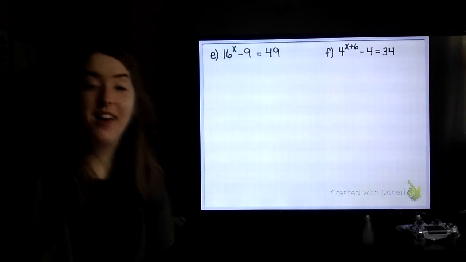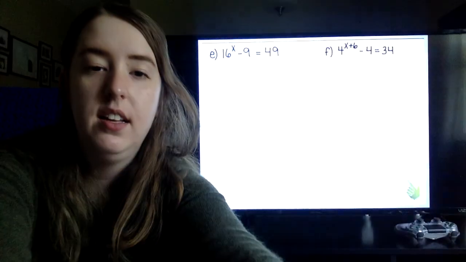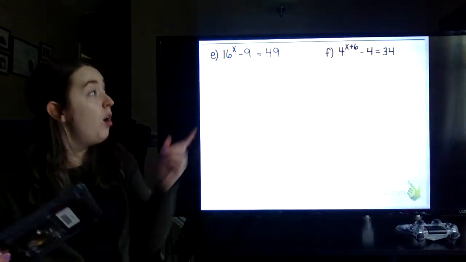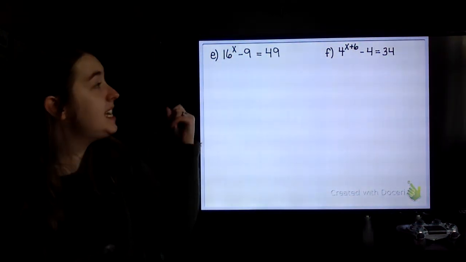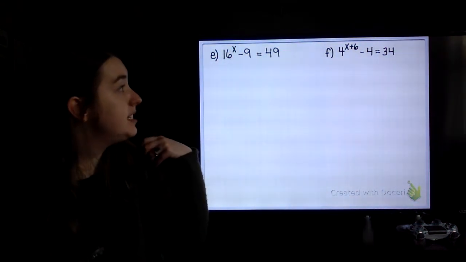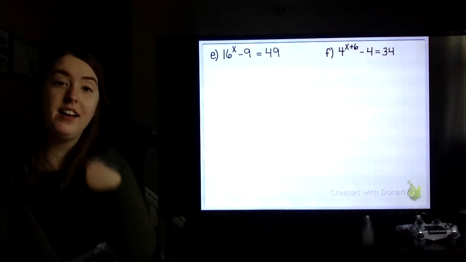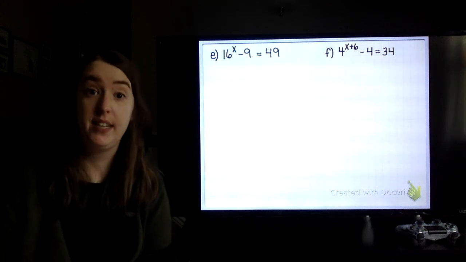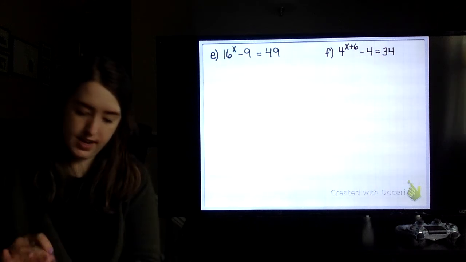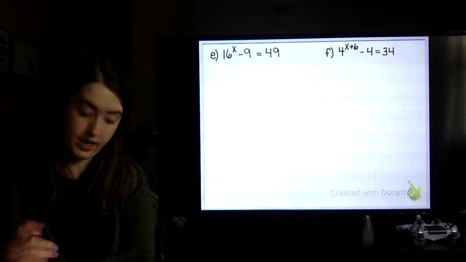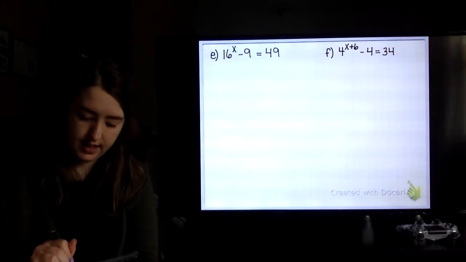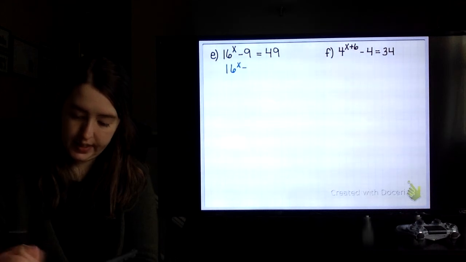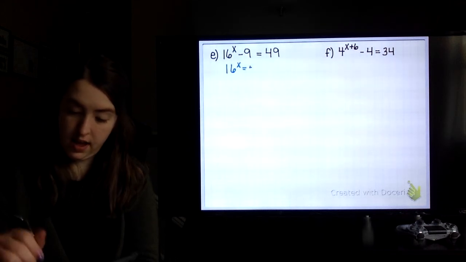So now we have 16, oops, I really just need to turn off the screensaver. Okay, so right here we have 16 to the x power minus 9 equals 49. So we're going to start working our way into the x just like we did before. So I'm going to add 9 on both sides. So now I have 16 to the x power equals 58.